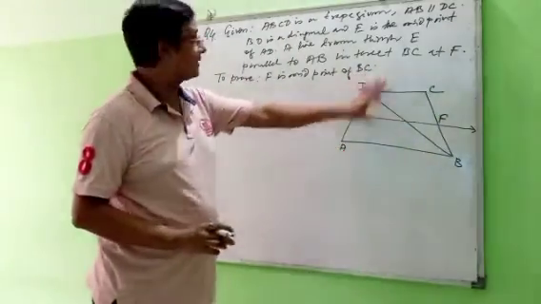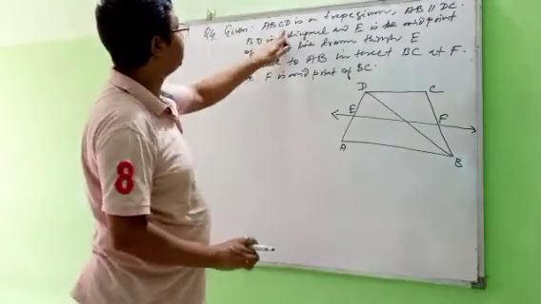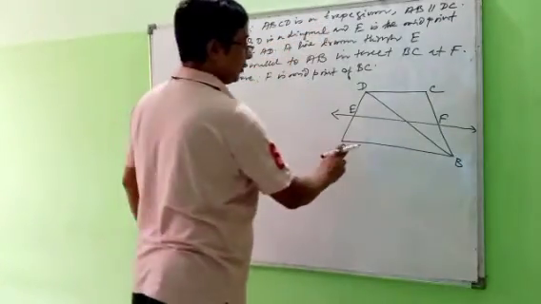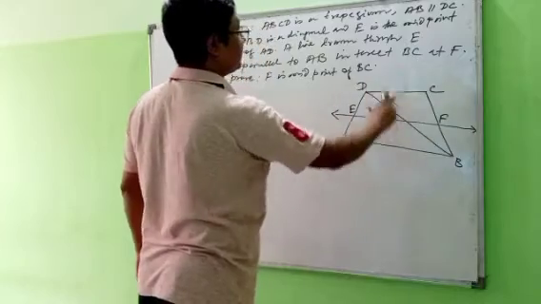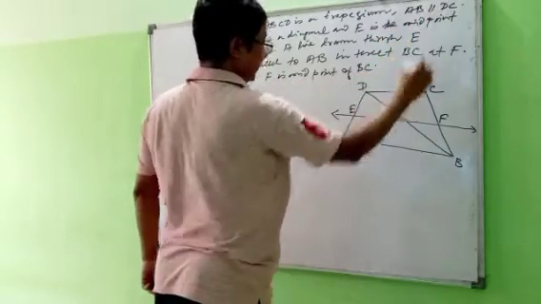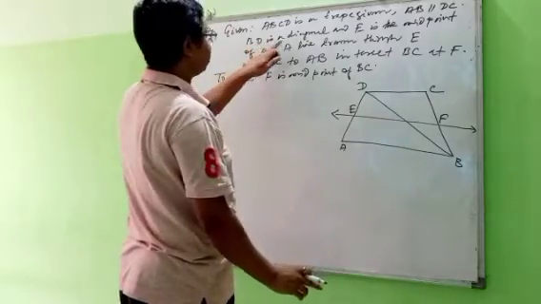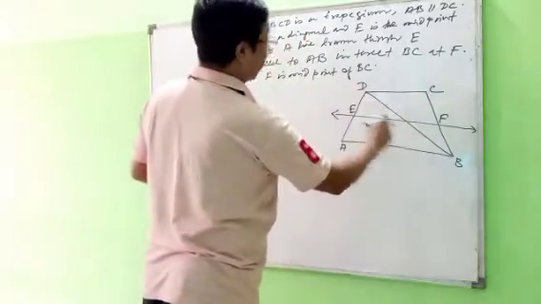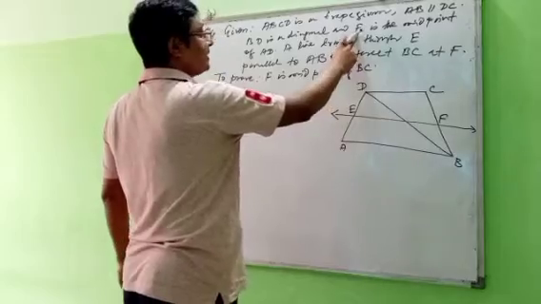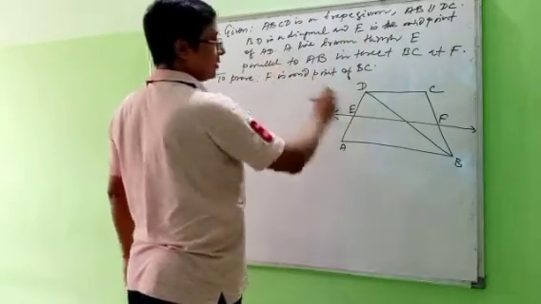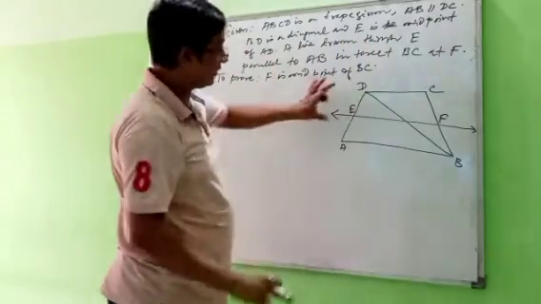So the figure is given. It is given that ABCD is a trapezium, where AB is parallel to DC. BD is a diagonal, and E is the midpoint of the side AB.